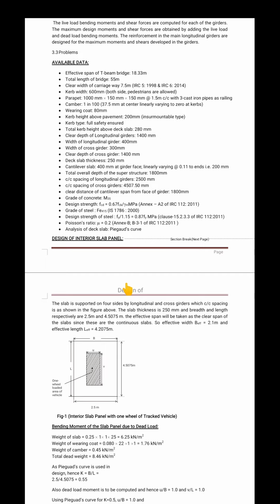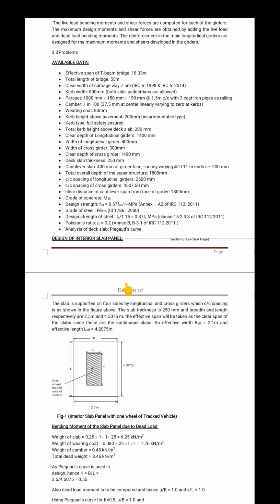Width of longitudinal girder 400 mm, width of cross girder 300 mm. Deck slab thickness 250 mm. Cantilever slab is 400 mm at the girder face, linearly varying to 150 mm at the ends. Total overall depth of the superstructure is 1800 mm. Center to center spacing of the longitudinal girders is 2500 mm, and between cross girders it is 4507.5 mm.